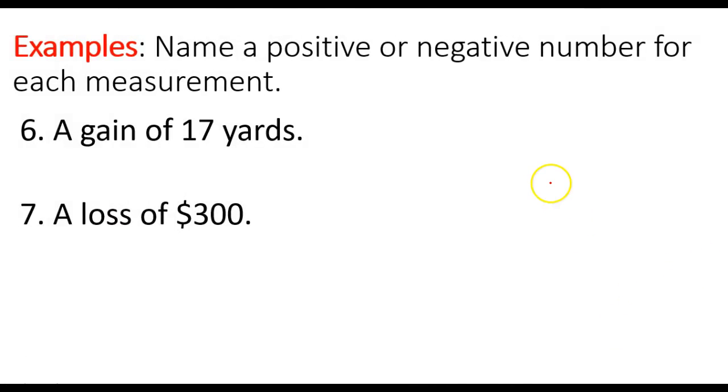Name a positive or negative number for each measurement. A gain of 17 yards. Okay, watch the word gain. Gain means plus. So it's going to be positive 17. A loss of $300. So loss is negative. So it's going to be -300. It's in integer form.